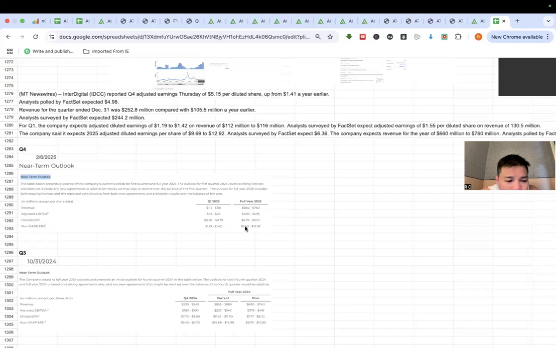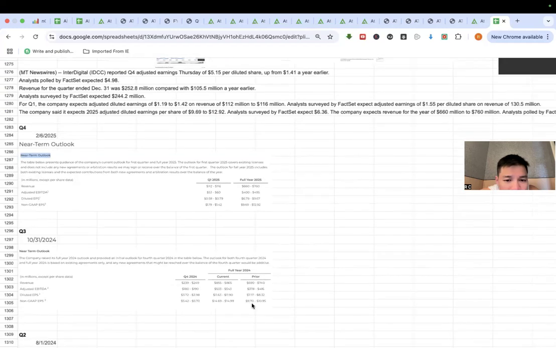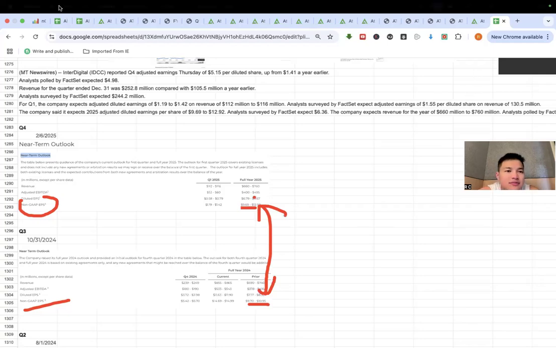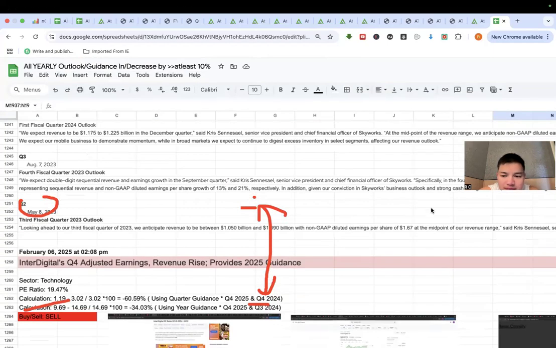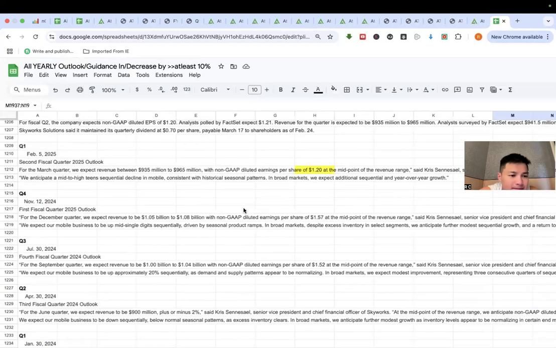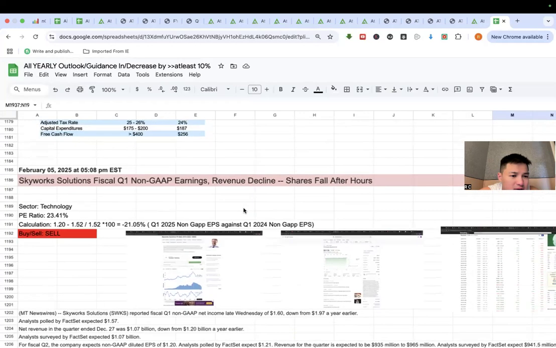So this is 9. Previous was 9.7. Now, we look at the most important one, which is just the last one. 9.7 to 9.69 is a very small change. Okay. So we're gonna ignore this. Let's go to the next one. I think we did this last week as well.